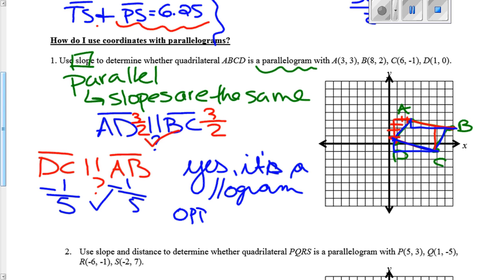Opposite sides are parallel. Since I proved both sets of opposite sides are parallel, I can decide, yes, it is a parallelogram. And how do I know they're parallel? Because the opposite sides have the same slopes. Do all 4 slope numbers have to be the same? No. That would just mean I have 4 lines that don't cross each other.